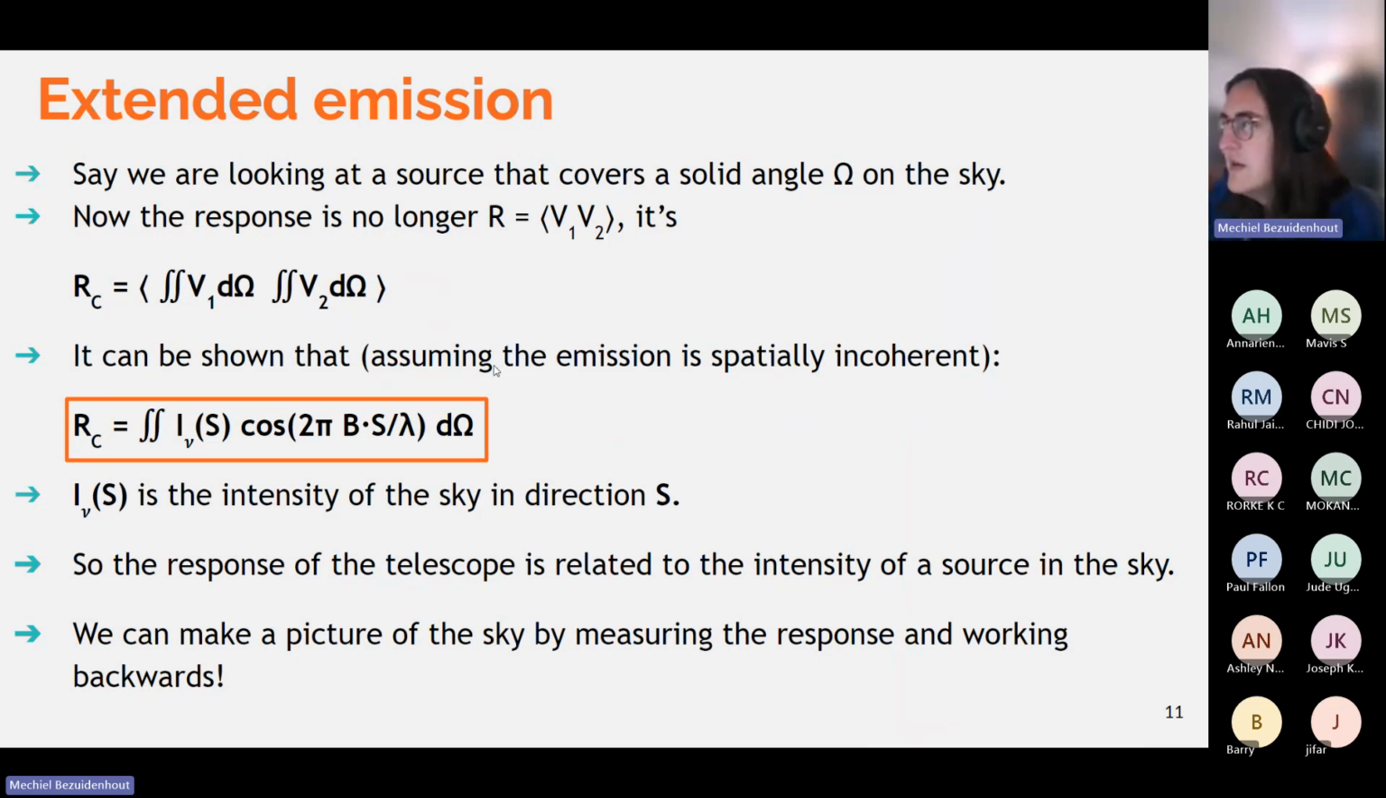Now, if you do the maths on this, and again, I'm not going to go through this, it's all in the textbook if you're interested, but it can be shown that the answer that you get from this is the double integral of I, which is the intensity of the sky in direction s, times cosine 2 pi b dot s over lambda, integrated over the solid angle. So now we have the result that the response of the telescope is related to the intensity of a source in the sky. So we have a link between intensity of the sky and this response. This means that we can make a picture of the sky by measuring the response and then working backwards to get this intensity distribution. So that's the basic idea of radio interferometry.